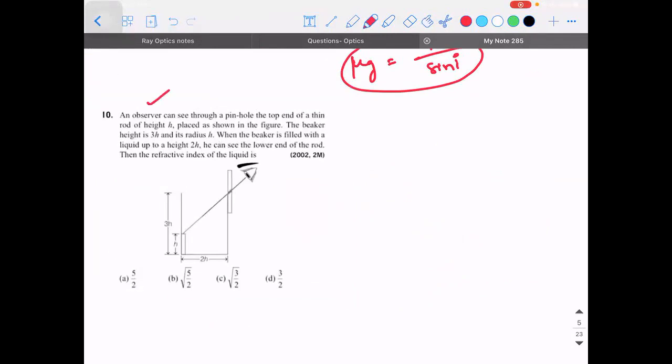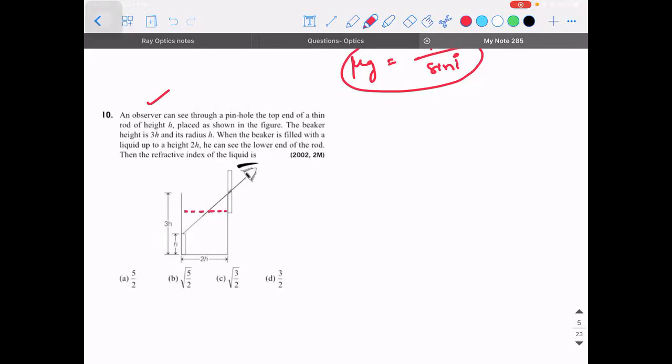An observer can see through a pinhole at the top end of a thin rod of height h, placed as shown in the figure. The beaker is of height 3h and its radius is h. When the beaker is filled with a liquid up to a height of 2h, he can see the lower end of the rod, then the refractive index of the liquid is how much?